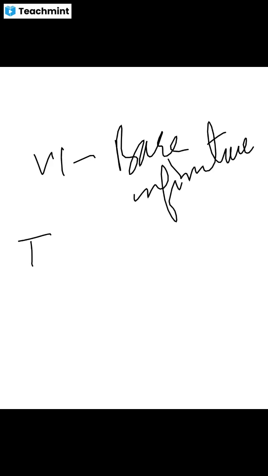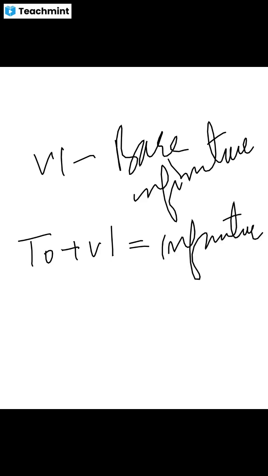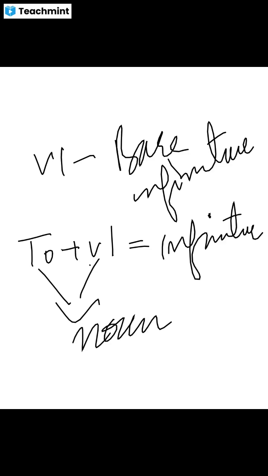When you have 2 plus V1, it is infinitive. When it's 2 plus V1, we call it infinitive. And infinitive functions as, can you tell me? Come on, infinitive functions as noun. I hope this is clear to all of you.